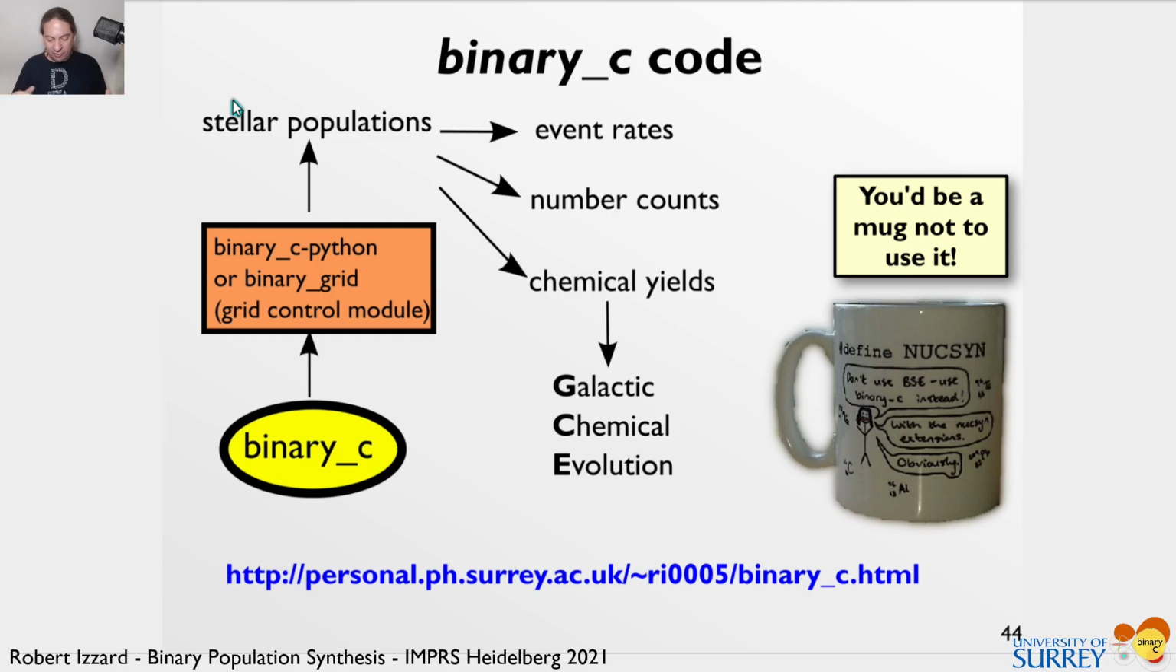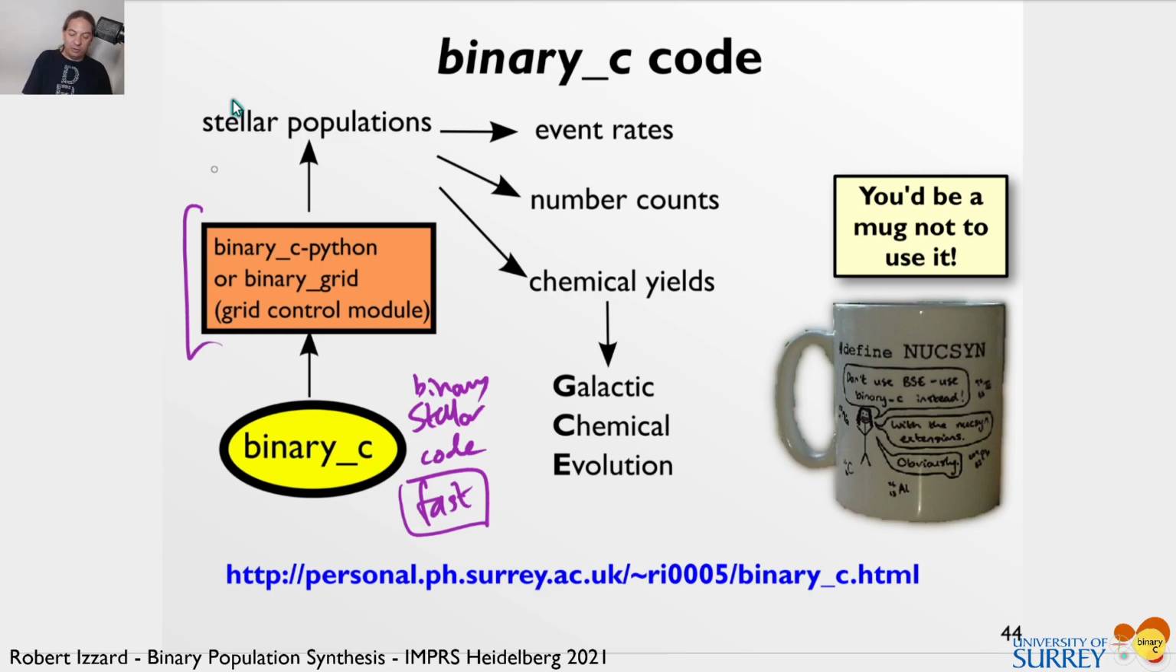So what is in this code that you can do? Well, it's got a stellar evolution component, which is the binary C code. That's a binary stellar code, and it's fast. That runs in a tenth of a second for the full evolution usually. We've got a Python front end to that. So this is binary C Python, which I will encourage you to use.